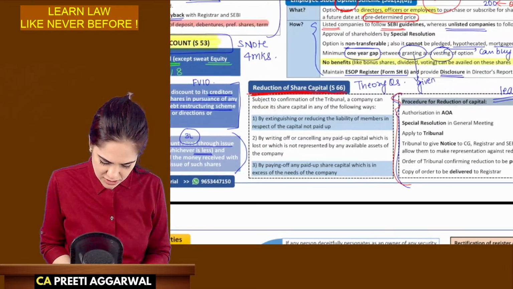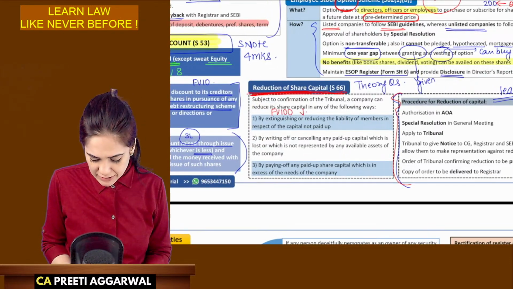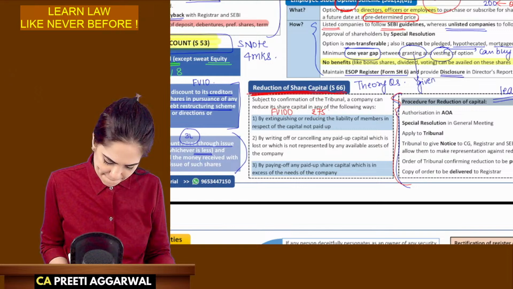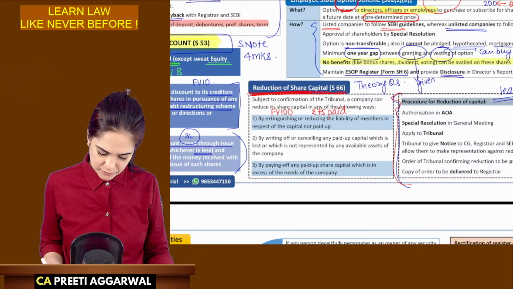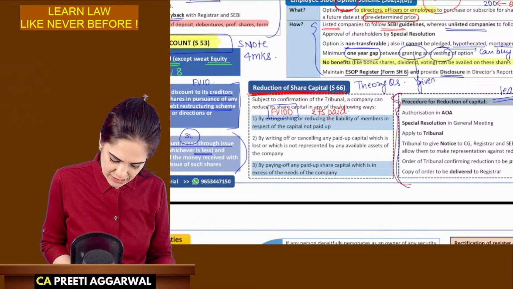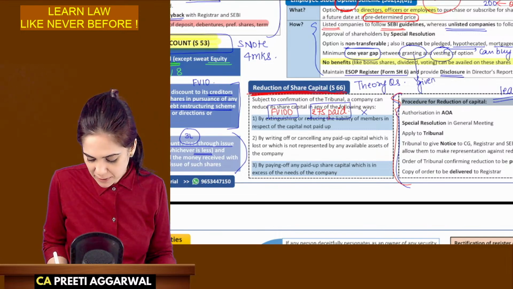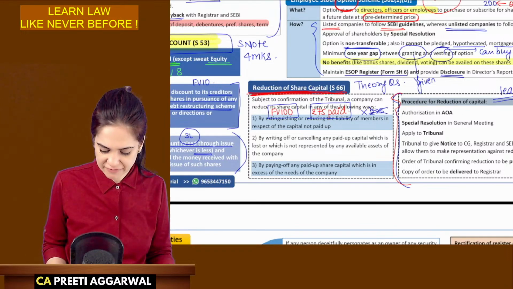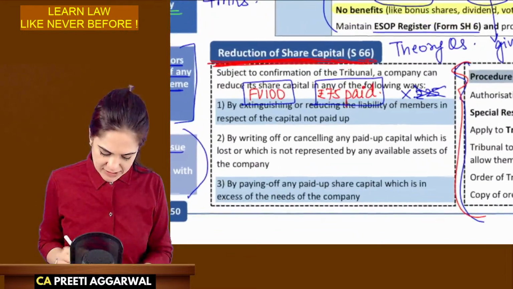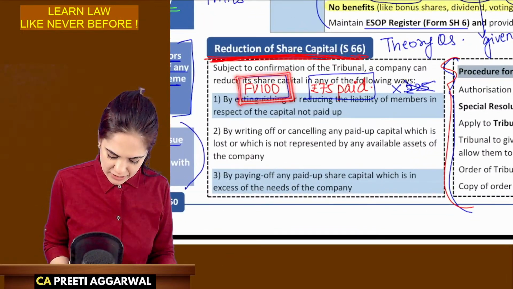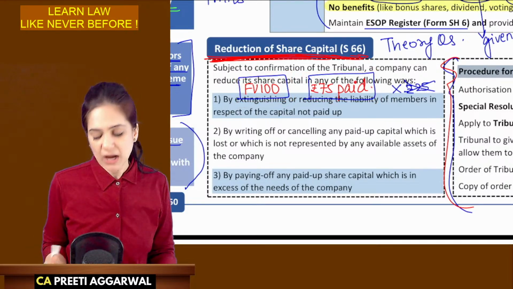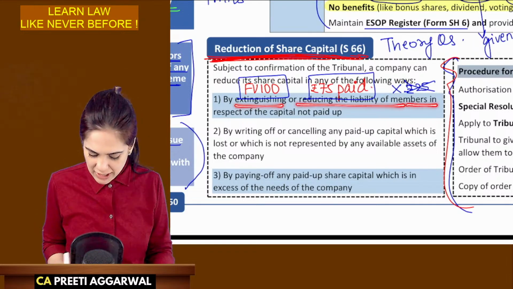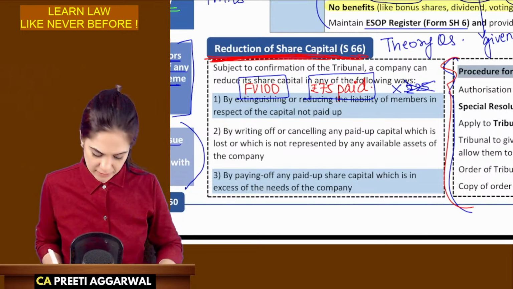Like I have shares of face value 100. Of the 100 rupees, 75 is paid up. So face value is 100, 75 is paid up. I tell them don't send 25 rupees. I don't want it. Now the shares are 75 rupees fully paid up. I am extinguishing the right. Face value is 100, paid up is 75. I am telling them don't send 25. I am extinguishing, reducing the liability of member. This is reduction of capital.